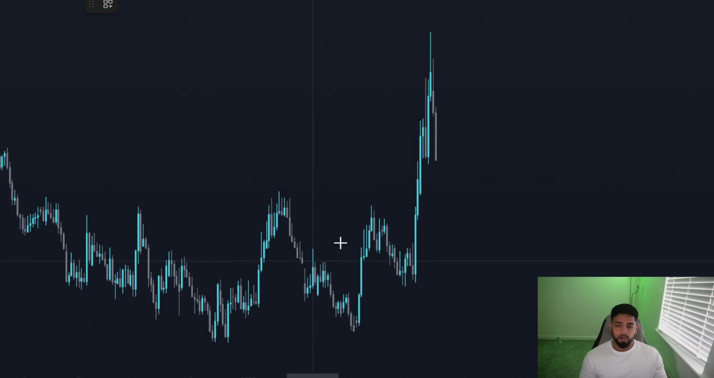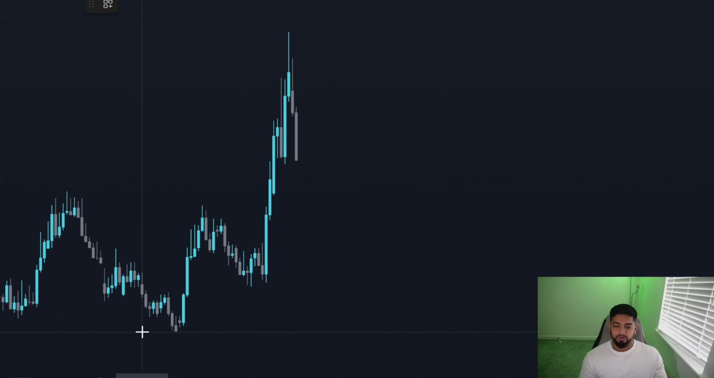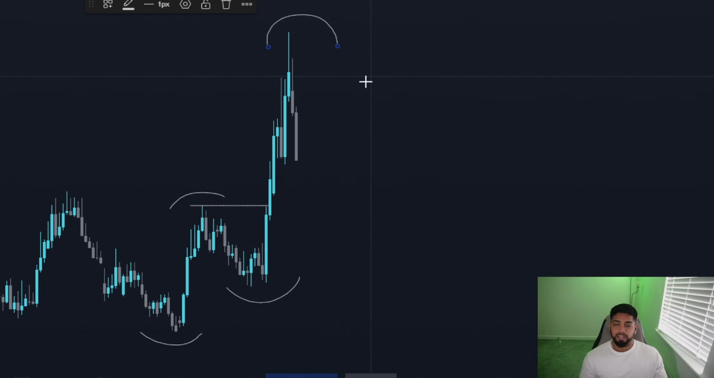Taking a look at this overall structure, what can we see? Price has created a higher low, higher high, higher low, and then it's broken this previous higher high right here and it's gone ahead and put in a brand new higher high. This means that price is in an uptrend. We are bullish. Therefore, our bias is that we are only going to be looking for longs.